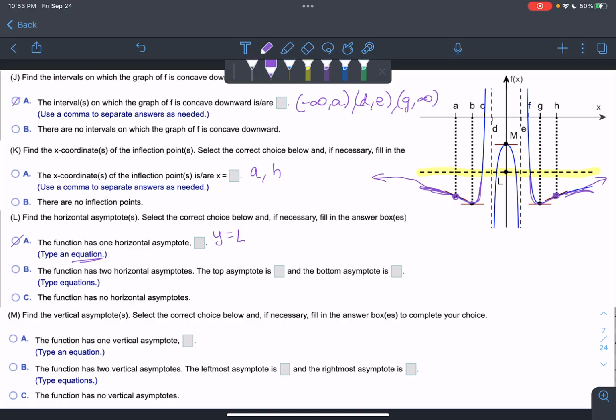And vertical asymptotes. So that is where we have these vertical discontinuities here, right? Infinite discontinuities. And so these take on the form in equations. We have two, right? So the leftmost is x equals D and x equals E, because this is how we write vertical lines. Alrighty, so I think that's that for that question. That was a lot. Feel free to go back and review any part that you didn't understand.